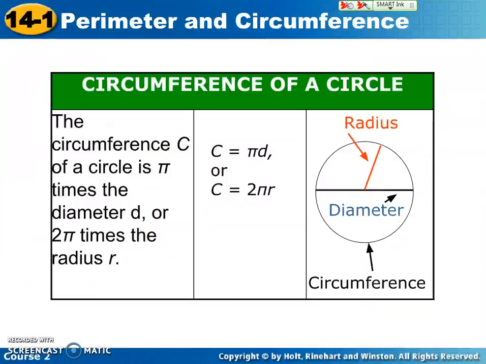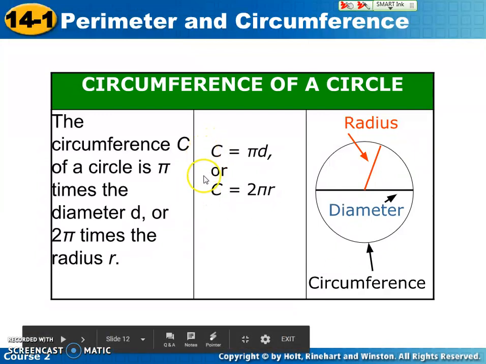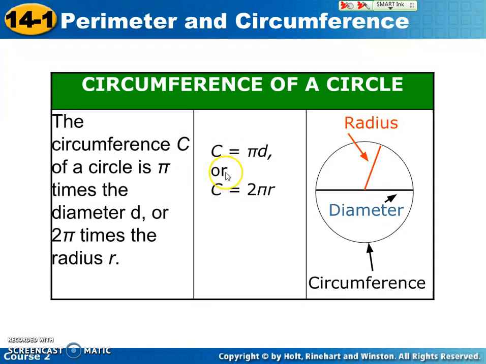All right, so on your tab, you're going to have 2 things. Okay, so I want you to write exactly this in the middle here. C equals pi times diameter, or C equals 2 pi r.